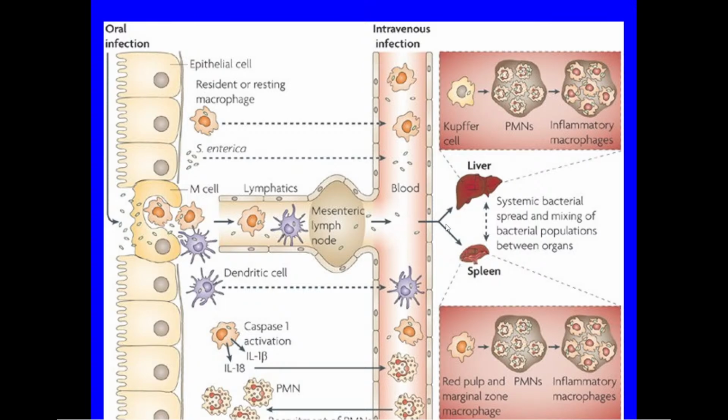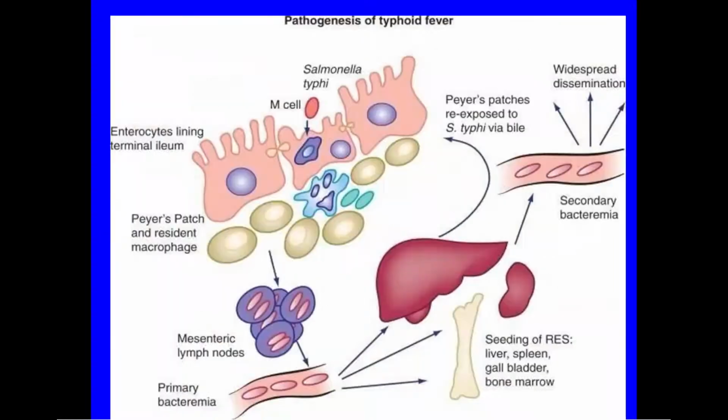Then it may cause systemic bacterial spread and mixing of bacterial population between organs, mainly lymphoid organs, liver, spleen, and bone marrow, by the way. From there, they may get to Kupffer cells and polymorphonucleated cells, and inflammatory macrophages may occur. And also, through the red pulp and marginal zones with macrophages, they may cause a very strong inflammatory response. So Salmonella infections are usually accompanied by very high intoxication and very high temperature.